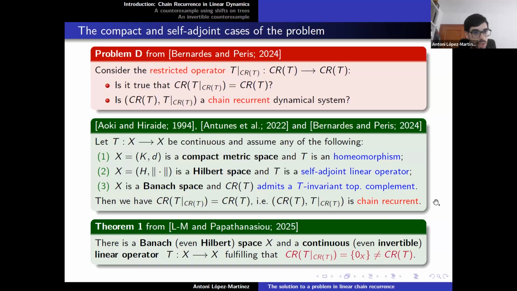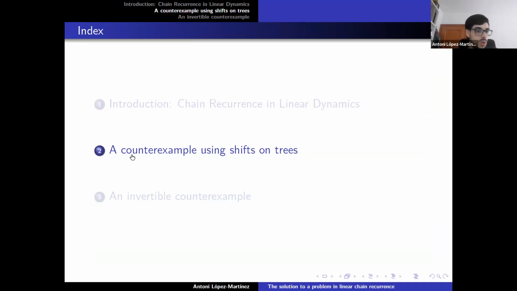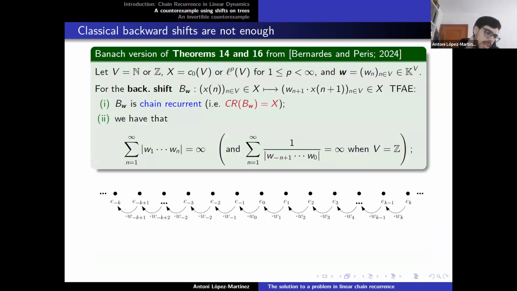So this is the introduction, and now I would like to show the counterexample that we constructed, because it's not complicated and it's more geometrical than everything else. Let's see a counterexample using shifts on trees. I have to start by saying that when you ask a problem to a person who works in linear dynamics, the first thing they do is try to think of shifts. But classical backward shifts, weighted backward shifts, are not enough to solve this problem. This is the Banach version of two theorems from Bernard and de Saint-Péris. The first one was for unilateral shifts, the other one for bilateral. Here we have both statements mixed.